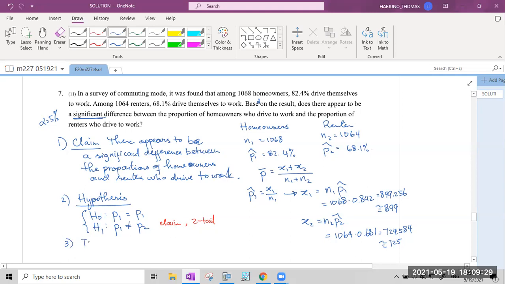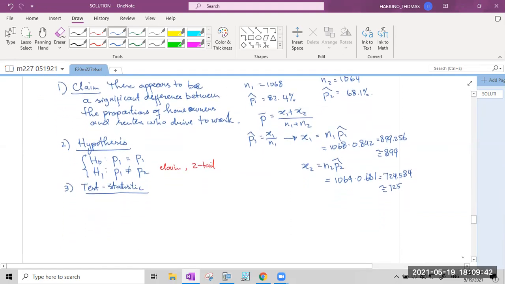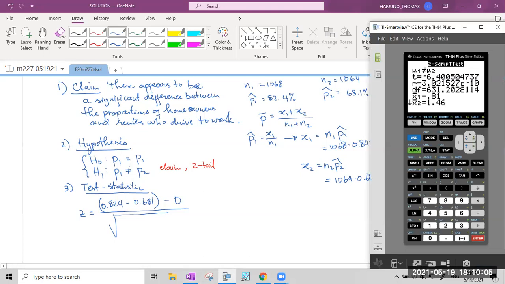Step 3, test statistic. I already have the P1 hat, P2 hat, so Z equals P1 hat 0.824 minus P2 hat 0.681 minus P1 minus P2, that's 0, over square root of, now I need P bar, Q bar. Let's use calculator to compute that.